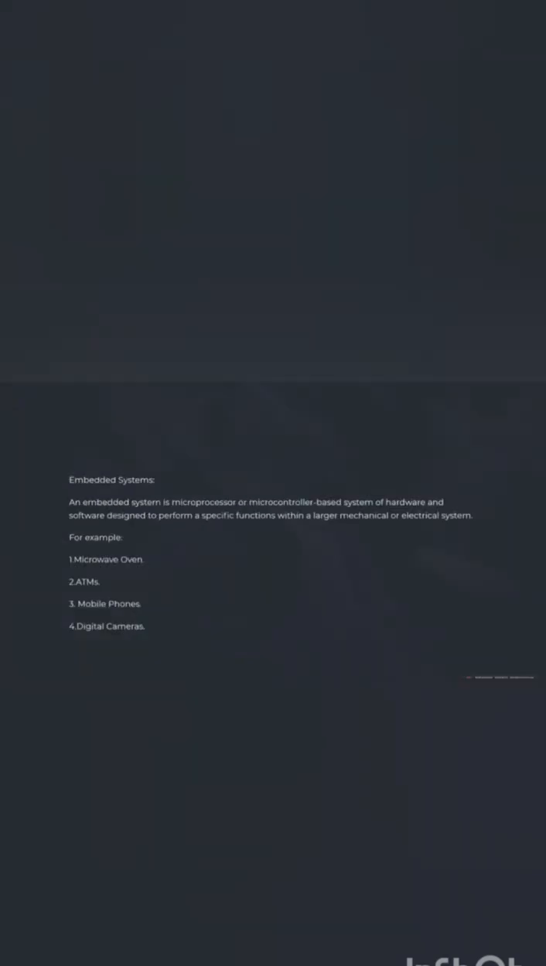Now we discuss what an embedded system is. An embedded system is a microcontroller or processor based system of hardware and software designed to perform a specific task within a larger electrical system. Some examples of embedded systems are ATMs, mobile phones, digital cameras, microwave oven. In this project, we mainly learn how to implement a microwave oven using embedded systems and microcontrollers.